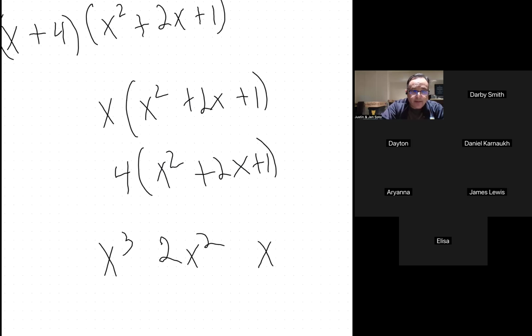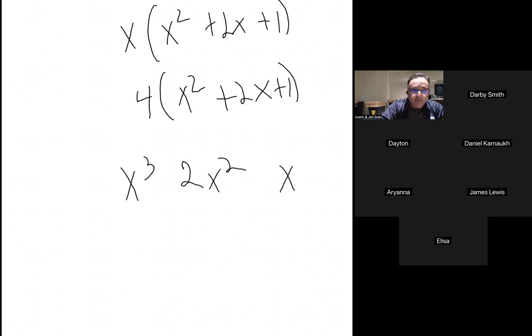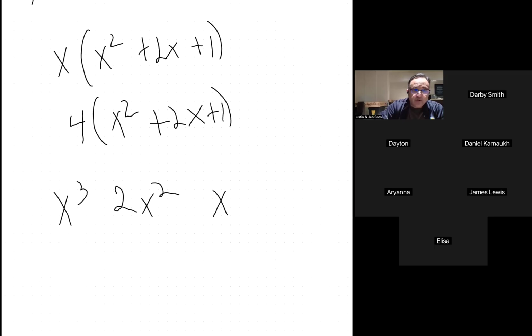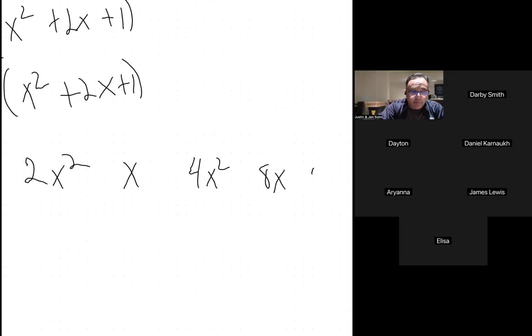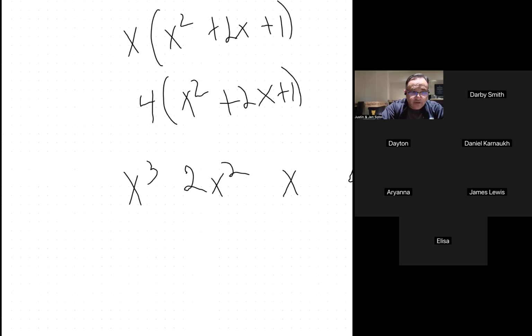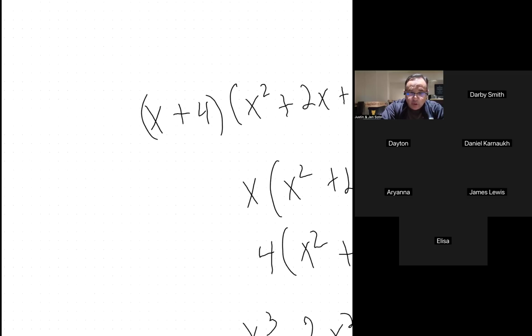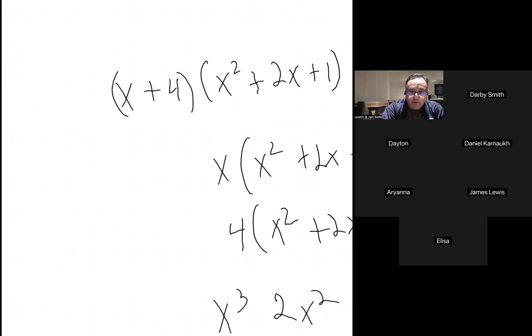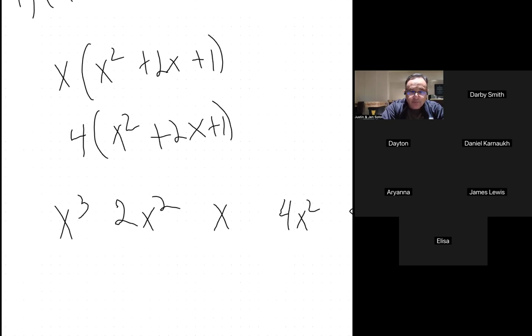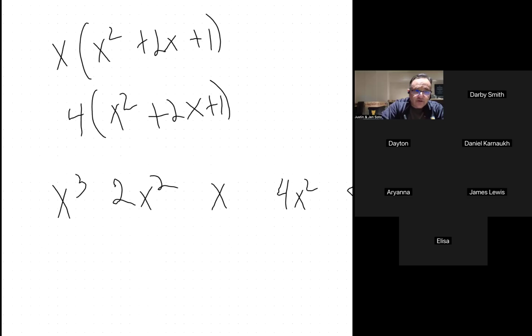Let's now go right here. 4 times x squared is going to be 4x squared. 4 times 2x is going to be 8x. 4 times 1 is going to be 4. So I just split apart this original binomial and took one of the values and multiplied it by all of this, took the other value and multiplied by all of that as well. And then they're all plus. So let's put a plus sign here because there's no minus signs anywhere.